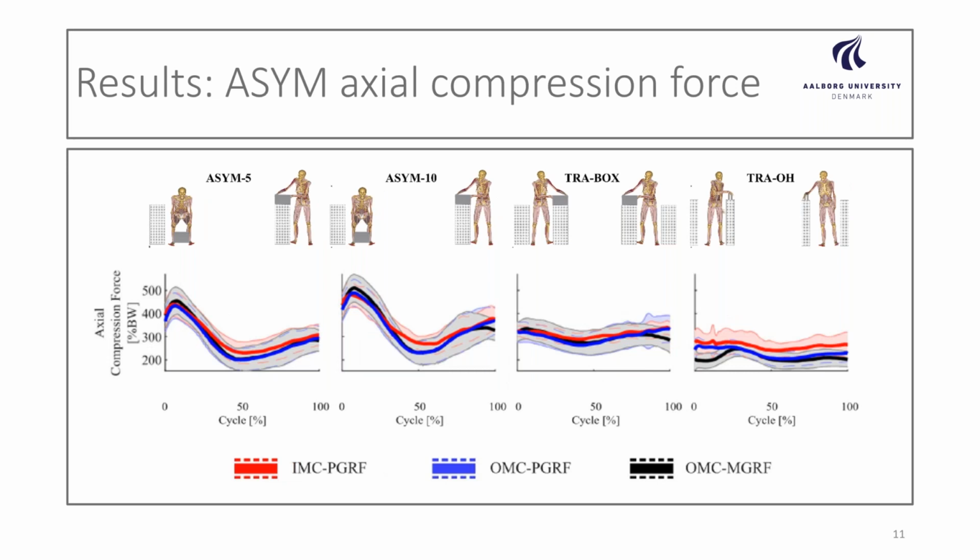And then if we look at the asymmetrical and transferring lifting task, again for the axial compression force, we see again fairly good agreement for the asymmetrical lifting task, confirmed by the statistical analysis. But when we look at the transferring task, we see slightly lower agreement between the inertial motion capture and optical motion capture models with measured ground reaction forces.